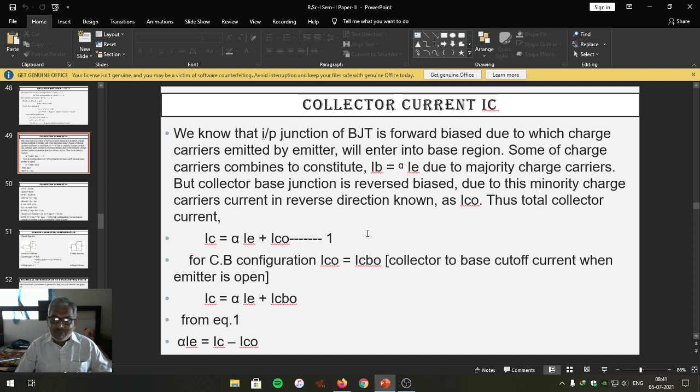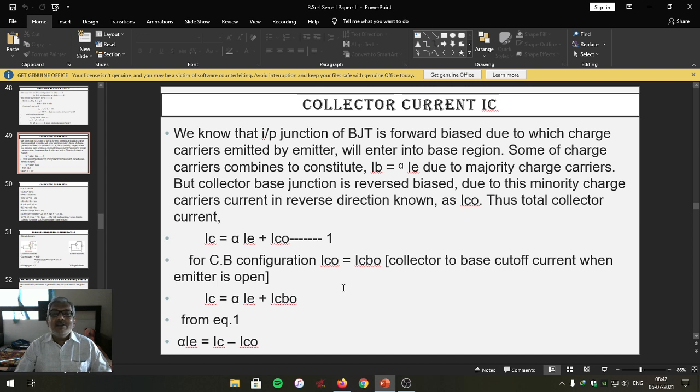Suppose the BJT is now used in common base configuration. When BJT is used in common base configuration, this reverse saturation current ICO is called ICBO. It is only for common base configuration. ICO is the general representation of the reverse saturation current. For common base, ICO one can write as ICBO. It is called the collector to base cutoff current when the emitter is open.